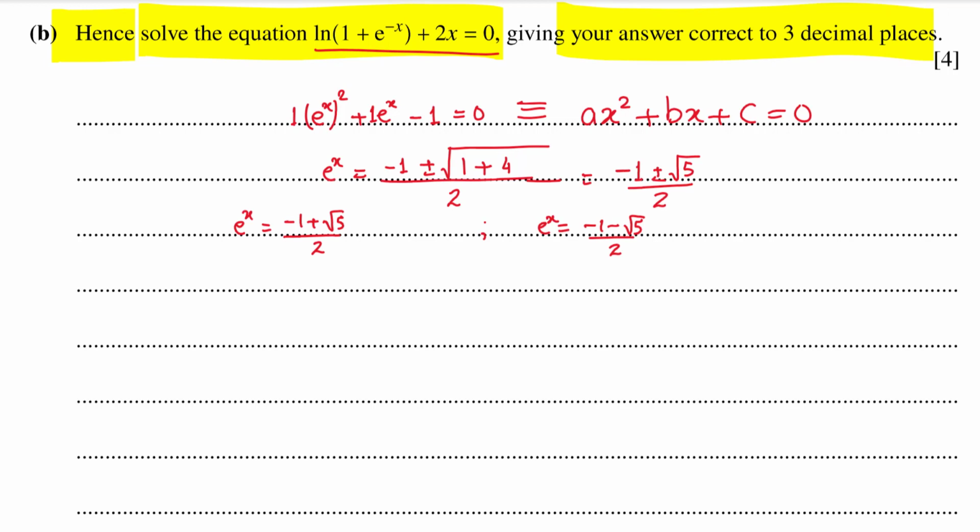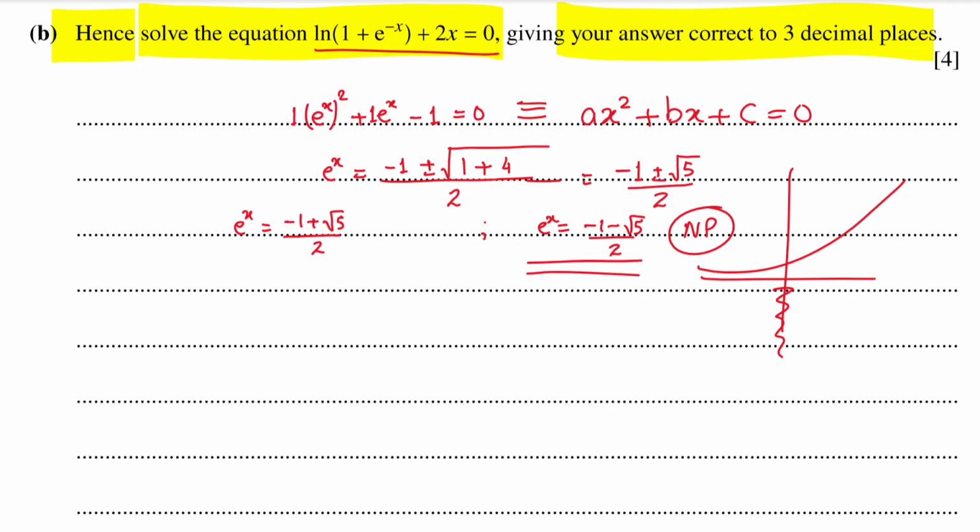Sorry, it is e to the power x. And if we see the graph of the exponential function e to the power x, the graph is this. There is no y value which is negative. So of course this particular thing is not possible. It can never be a negative number.